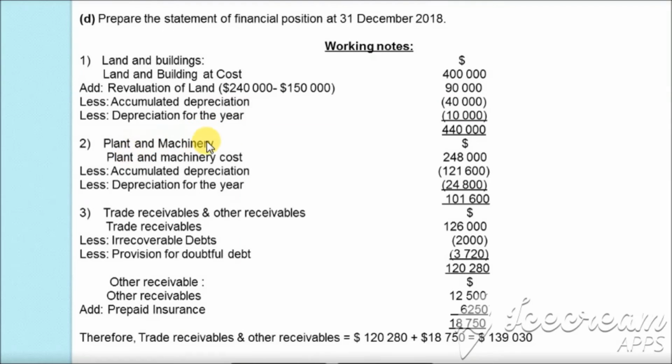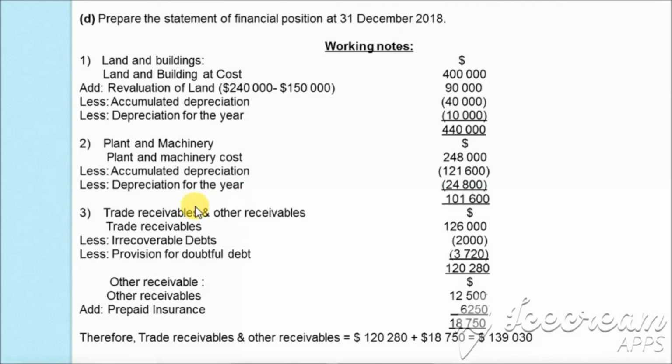Then we have plant and machinery. Plant and machinery at cost was $248,000, and the accumulated depreciation which was given was $121,600. Then we have the depreciation for the year as $24,800. So the net book value of plant and machinery, which will be mentioned in the statement of financial position, will be $101,600. Then we have one more non-current asset, which is the motor vehicle, and as we have done the calculation already in the statement, we are not going to do it again.